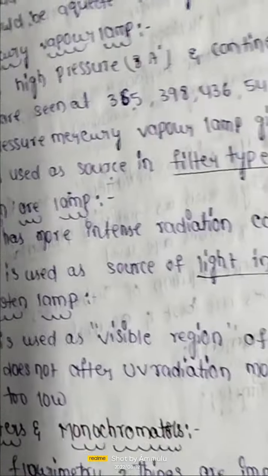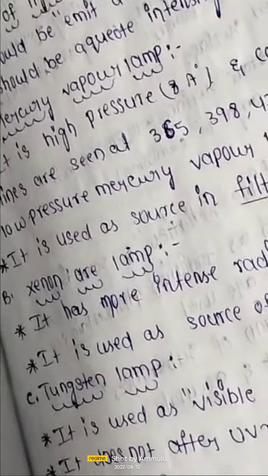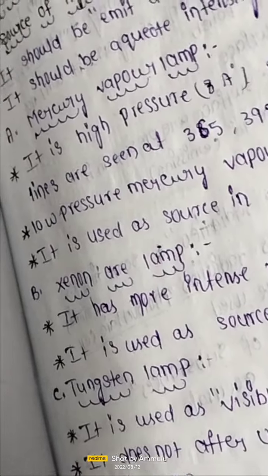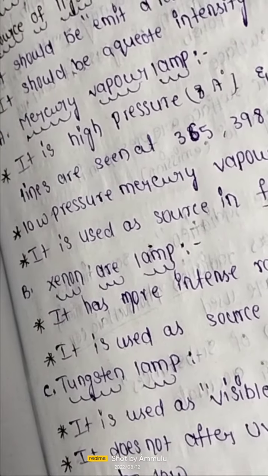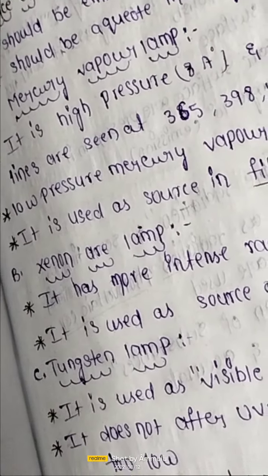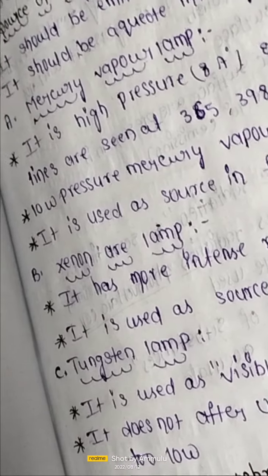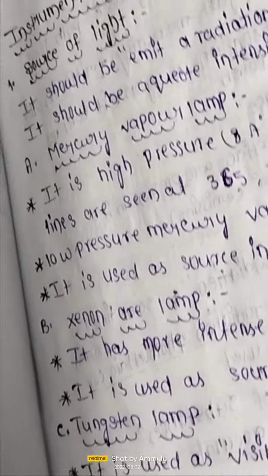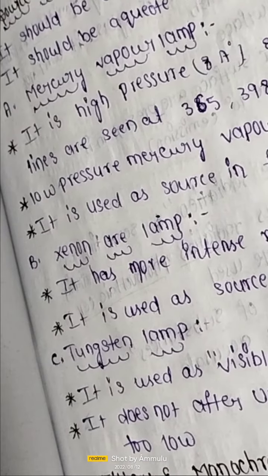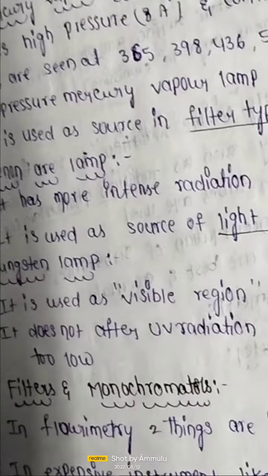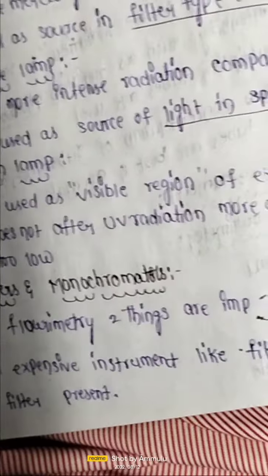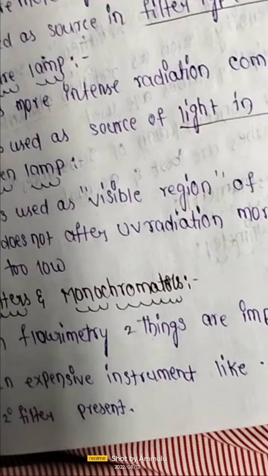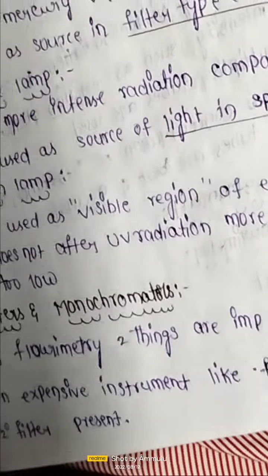The xenon lamp. Here so many types of lamps are used in the fluorimeter, like mercury vapor lamp, xenon lamp, tungsten lamp, and here comes the monochromators. Fluorimetry has two important things, which are the emission wavelength and the excitation wavelength. These two, emission and excitation wavelength, are more important in fluorimetry.